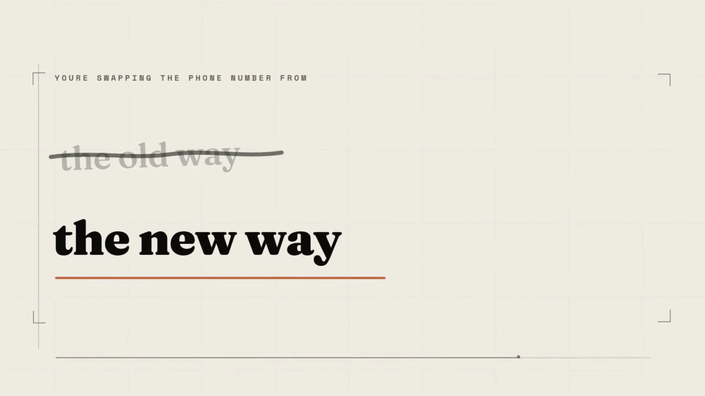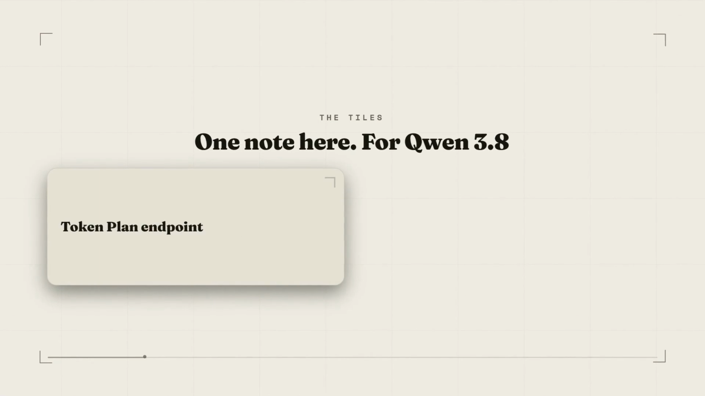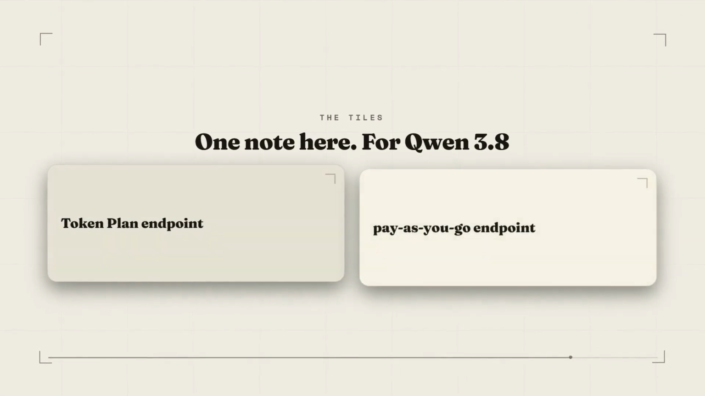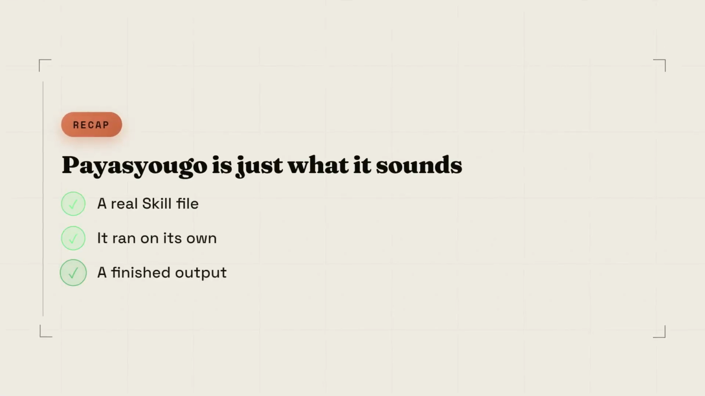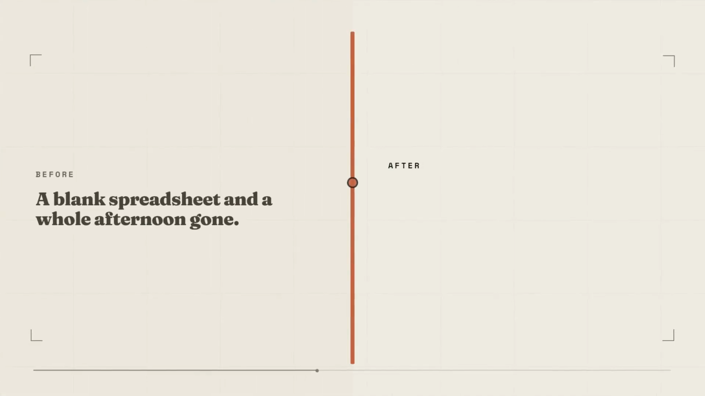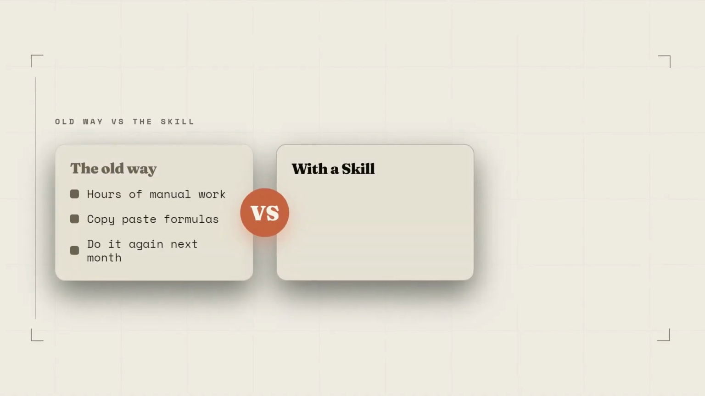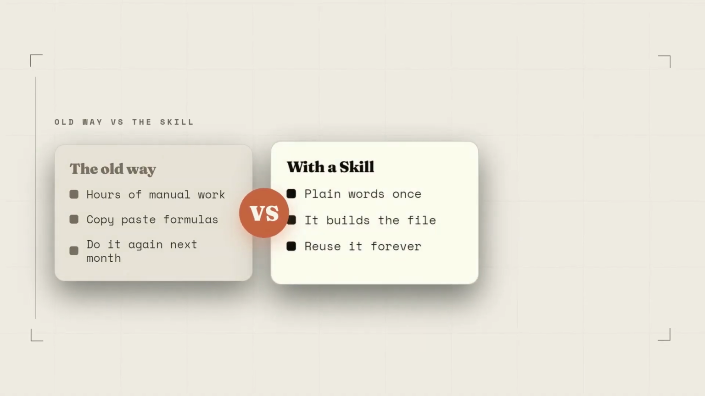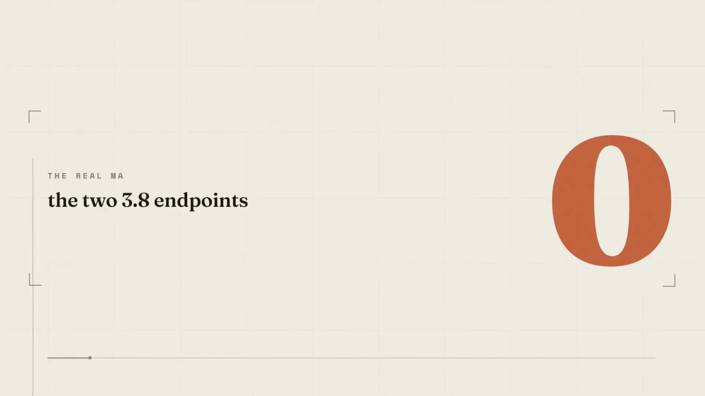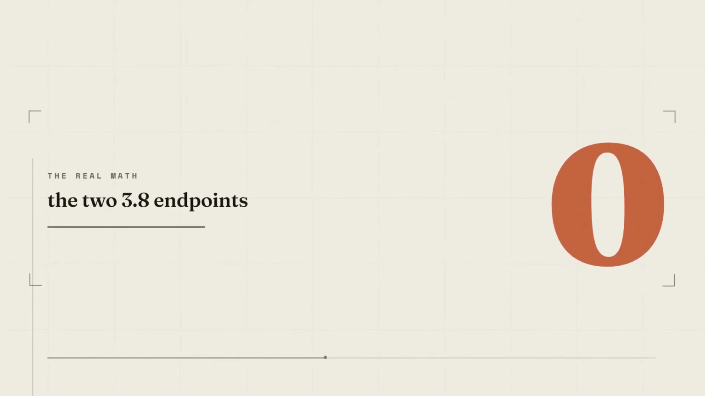One note here. For Qwen 3.8 specifically, you want the token plan endpoint or the pay-as-you-go endpoint. Pay-as-you-go is just what it sounds like. You pay only for what you use. Their coding plan only exposes the older 3.7 models, not 3.8. So if you pick the wrong plan, you will wonder why 3.8 is not showing up. The 2 endpoints that serve 3.8 are in their docs, and I will link them below.